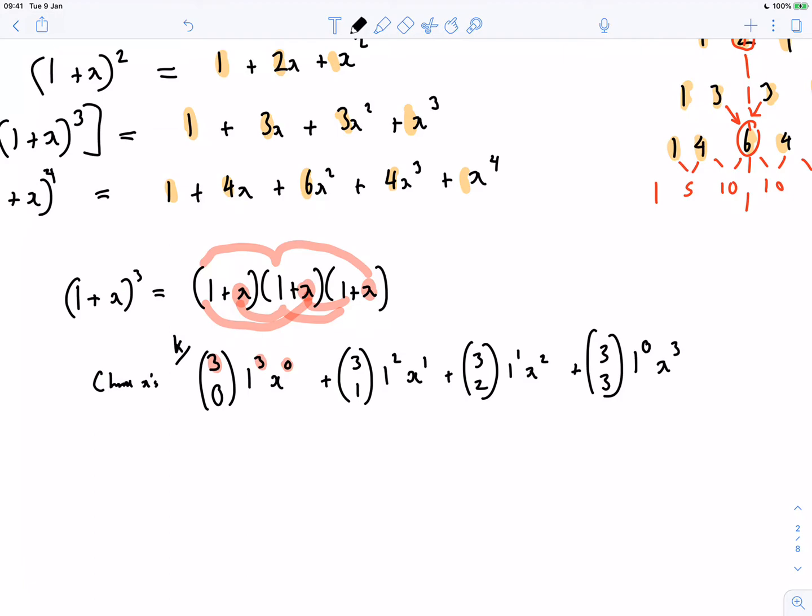And in actual fact, this is the binomial expansion in combinatorics form for (1 plus x) cubed.